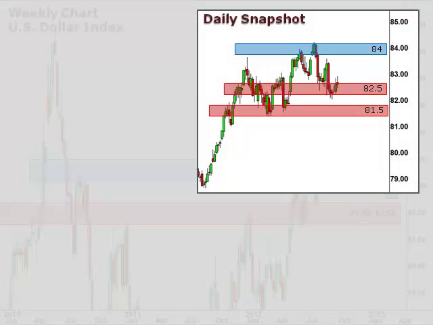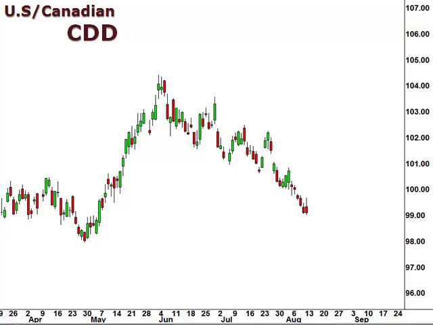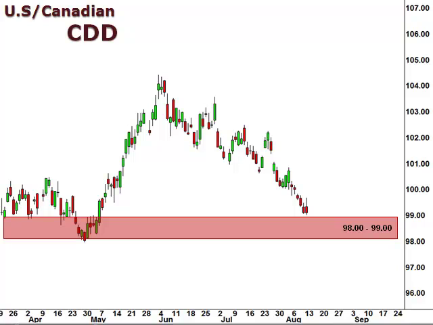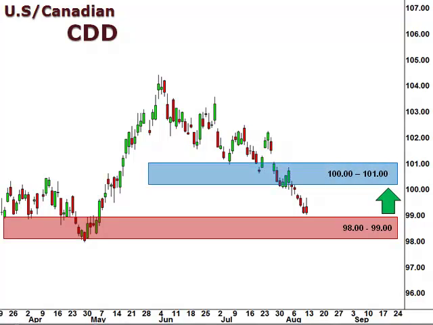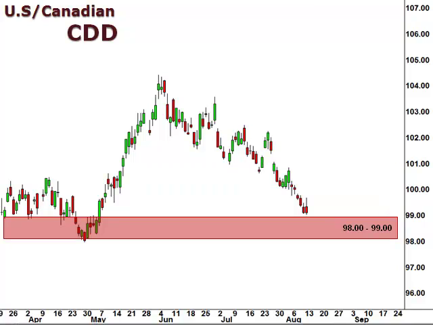The daily chart reflects the consolidation that has been taking place at 82.5 and the strong support at 81.5, with resistance sitting at 84. Next up, the CDD, the U.S. dollar versus the Canadian dollar. Well, the CDD continues to trend lower, now testing the upper range of our 98-99 support level. A bounce this week is likely to meet with resistance at 100-101, which now assumes the role of resistance.